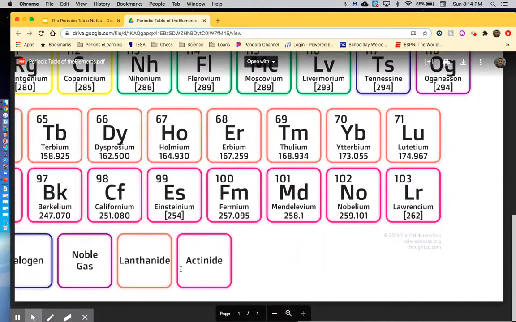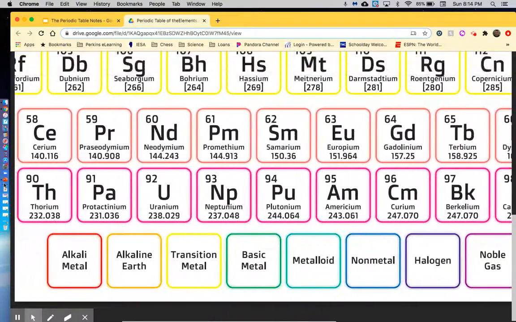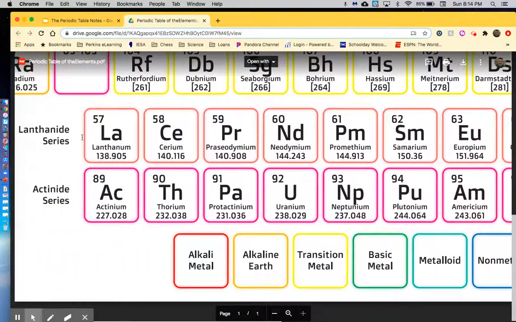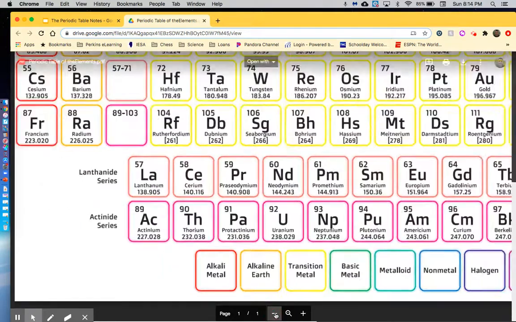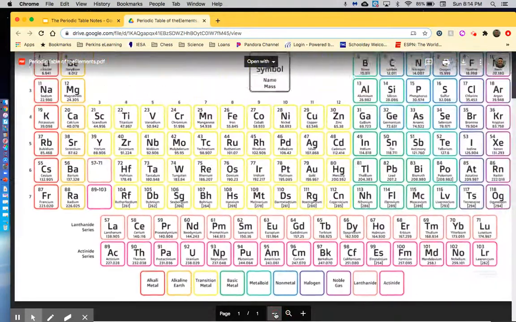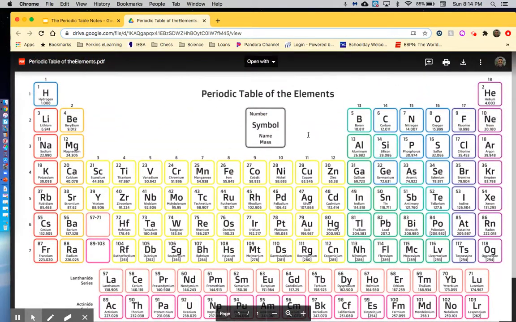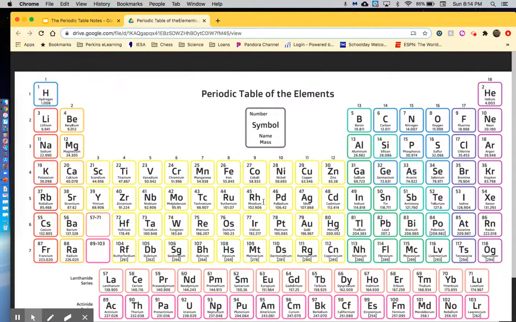And then, of course, the lanthanides and actinides, like I showed you before, these are called rare earth metals, and they were placed down here below the main periodic table by Glenn Seaborg back in the 1940s. Right? That's just an overview of the periodic table. We're going to spend a lot more time in this document learning about it.